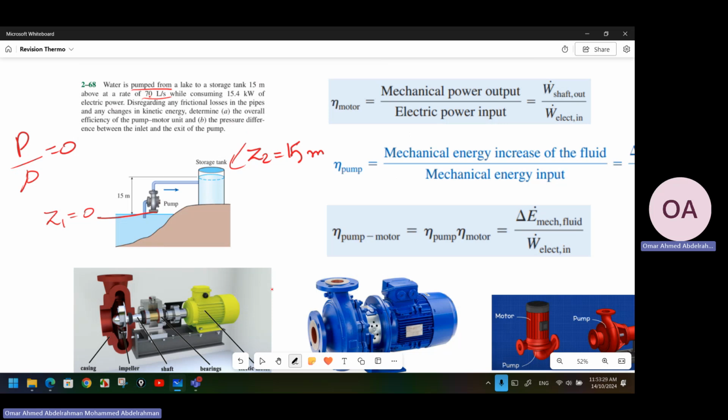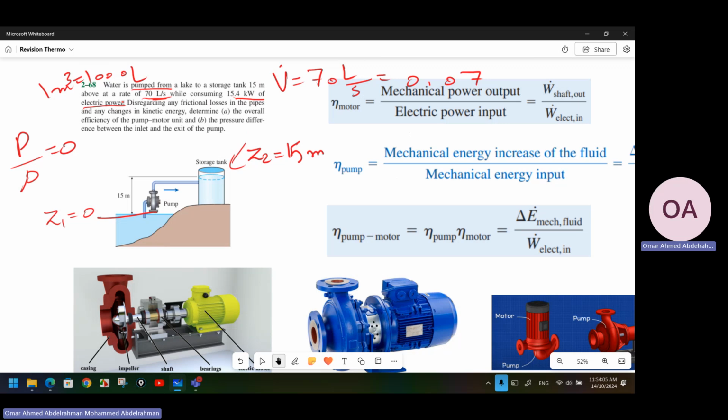This 70 liters is volume, so I have the volume flow rate equal to 70 liters per second. If I want to convert from liters to meters cubed, I have to divide by 1,000, because 1 meter cubed is equal to 1,000 liters. Then you will have 0.07, something like this, I think. While consuming 15.4 kilowatts of electrical power. So also in this one, you are given the electrical power.